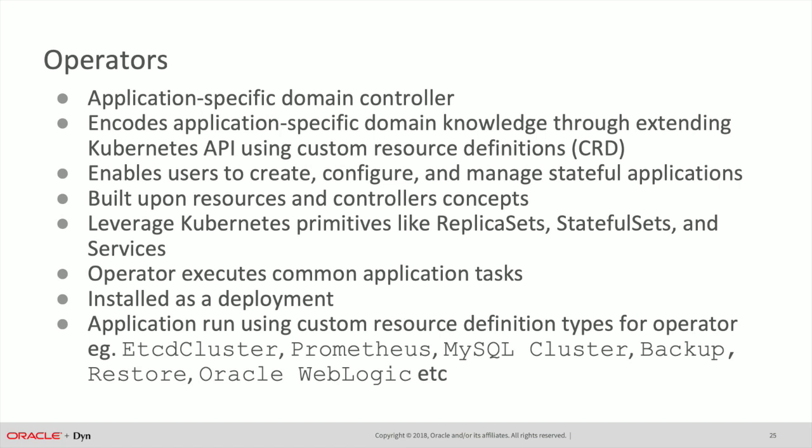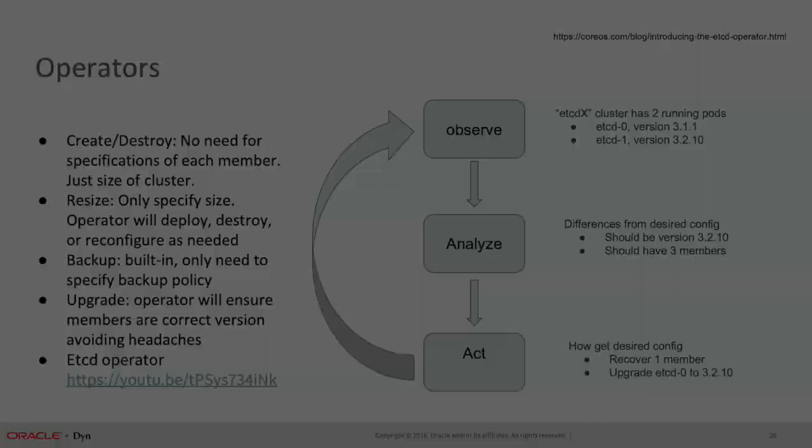The custom resource definition types for an operator can be anything that you want them to be, according to what you're building. The etcd cluster was the first one that was developed. That was developed by Red Hat because etcd was a little bit of work to set up. Prometheus, MySQL cluster, backup, restore, Oracle WebLogic. Every day there are new operators, so to try to list them here is kind of a fool's errand.